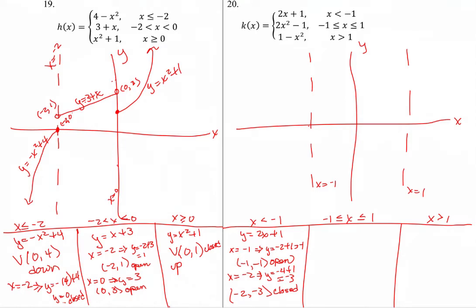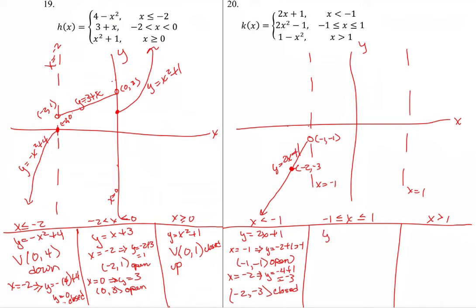So I have an open circle right here at (-1, -1), and then I have (-2, -3), and so this is a line, y equals 2x plus 1.